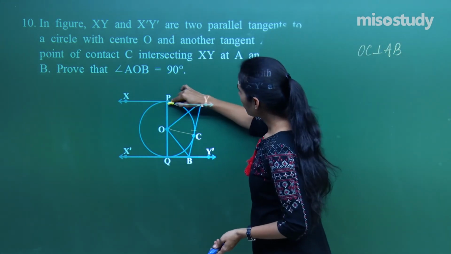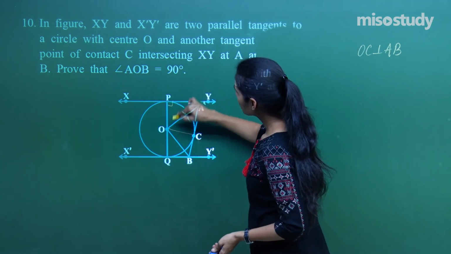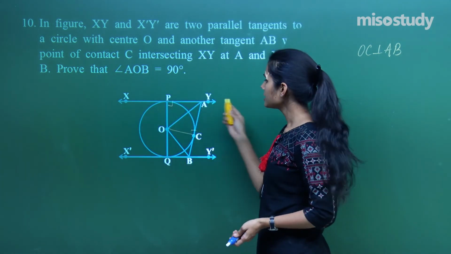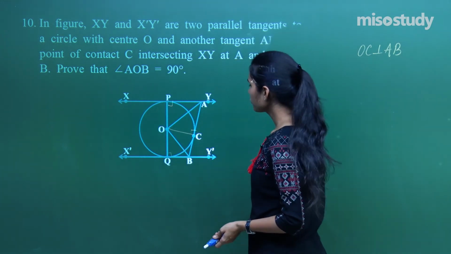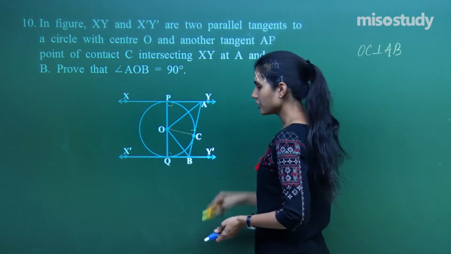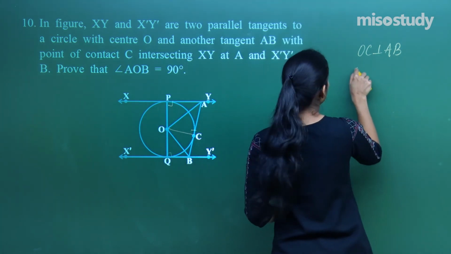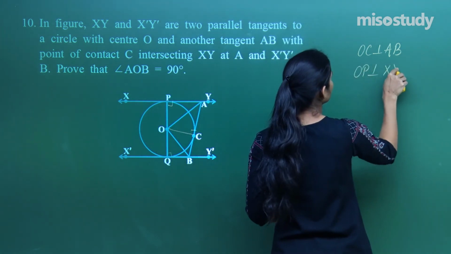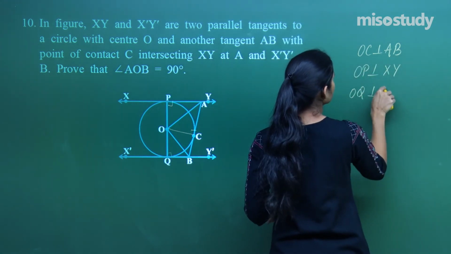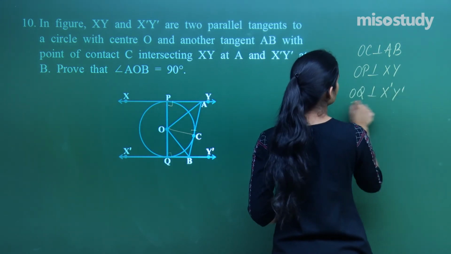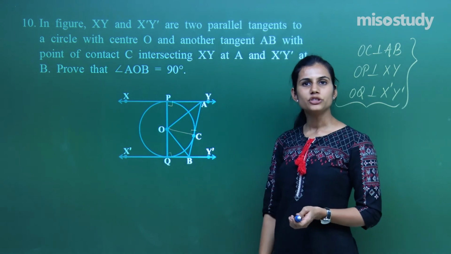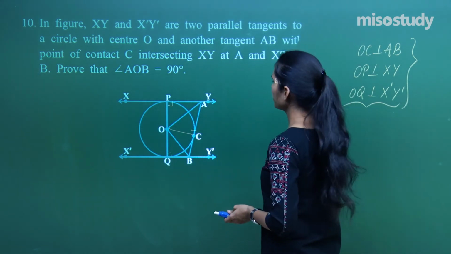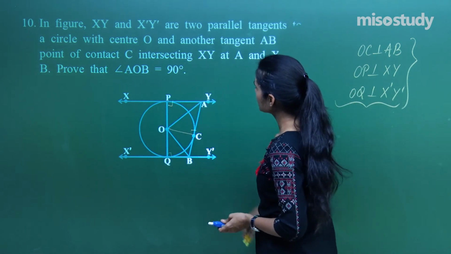Moreover, OP will be perpendicular to xy because OP is also the radius and xy is the tangent. Similarly, OQ will be perpendicular to x dash y dash because OQ is the radius and x dash y dash is the tangent. Exact same reason that the radius is perpendicular to the tangent through the point of contact. Now focus on these two triangles.